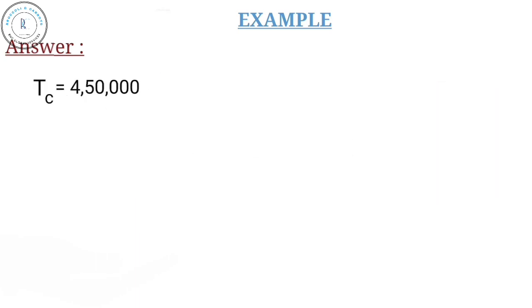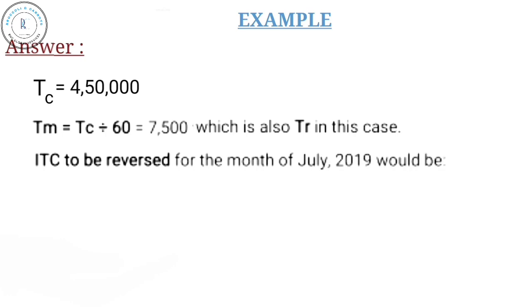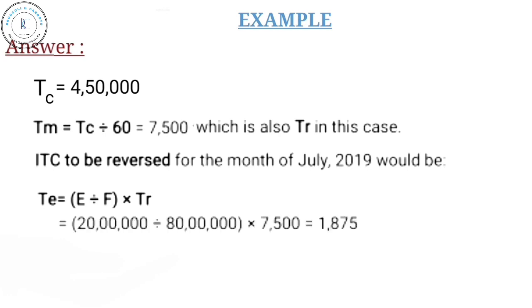DC equals 450,000. TM equals DC divided by 60 equals 7,500, which is also TR in this case. ITC to be reversed for the month of July, 2019 would be TE equals E divided by F, times TR, equals 2 million divided by 8 million, times 7,500, equals 1,875. So, that is all for this topic.